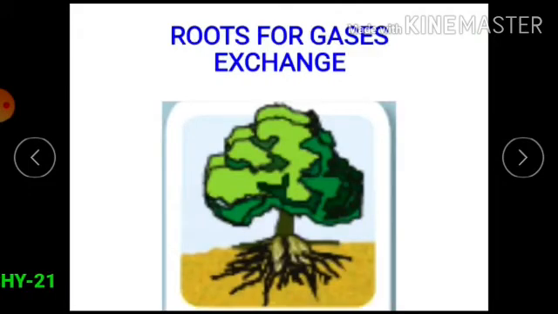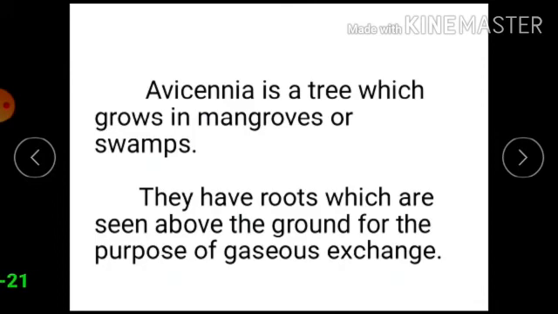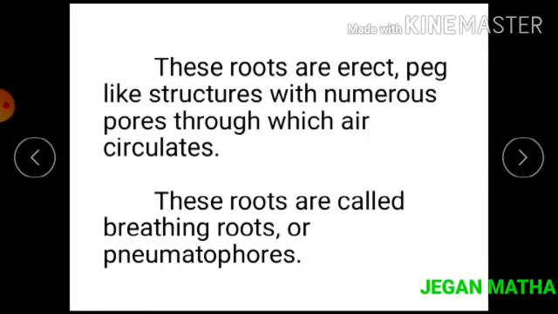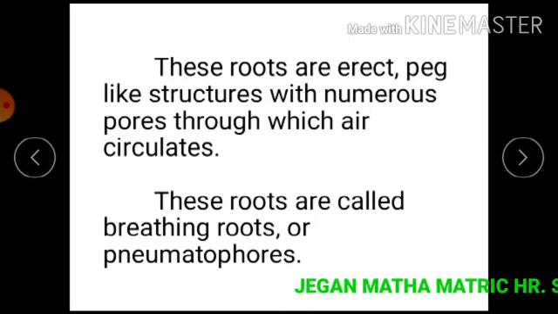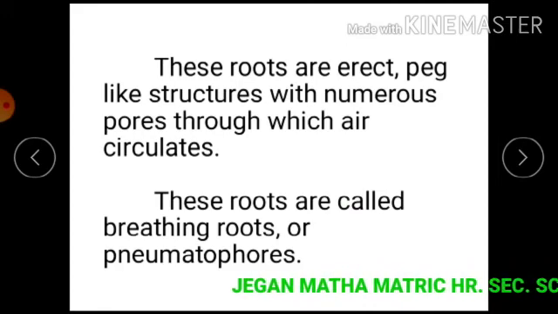Roots for gaseous exchange. Avicennia is a tree which grows in mangroves or swamps. They have roots which are seen above the ground for the purpose of gaseous exchange. These roots are erect, peg-like structures with numerous pores through which air circulates. These roots are called breathing roots or pneumatophores.